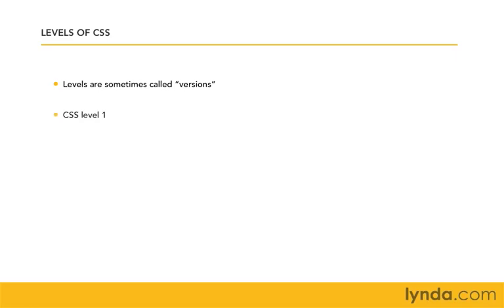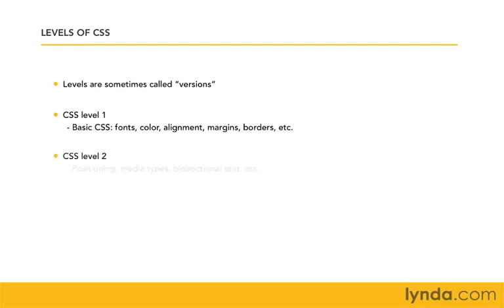And so CSS Level 1 is your basic CSS. It includes support for fonts, color, alignment, margins, borders, things like this. These are the things that you most commonly use, and these were the first parts of CSS to be developed.